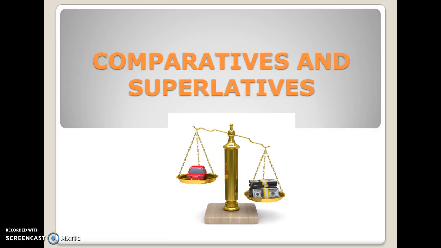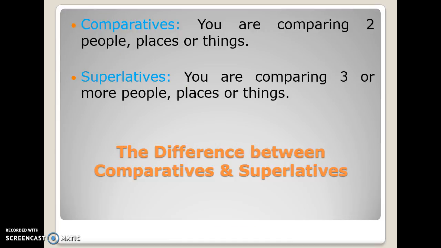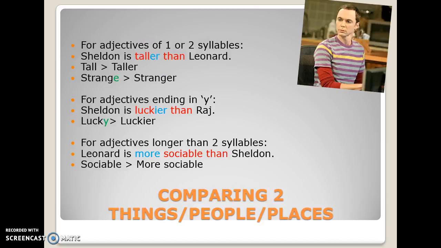Well, comparatives and superlatives is about when you're comparing people, places, things, objects, anything you want. The difference between them is that with comparatives, you're only comparing two people or two places or two things. Whereas with superlatives, you're comparing three or more people, places, or things. Basically, with superlatives, you're comparing one to a whole group. So let's start by looking at comparatives.